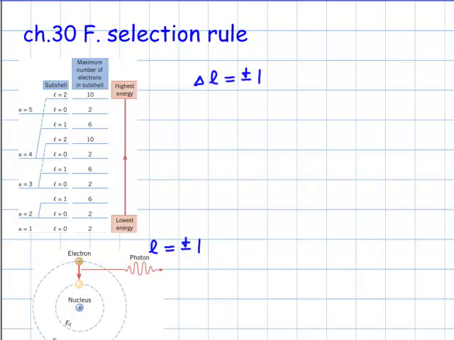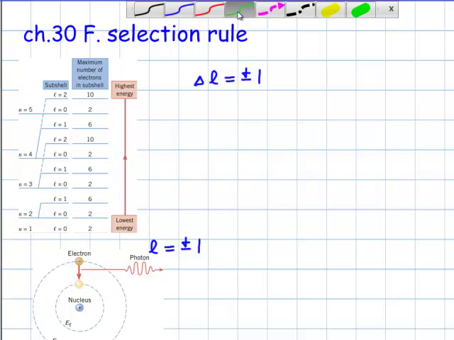And when it says allowed or permitted or not allowed, not permitted, that still means that in the experiment we would have to see, well, what's the outcome? And sure enough, only those particular energy transitions for the electron are actually happening where the L changes by plus or minus 1.